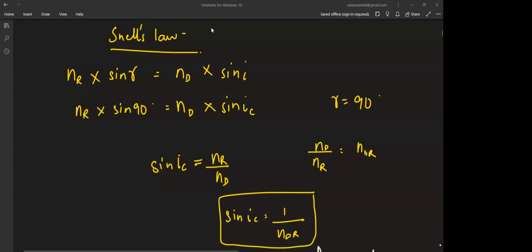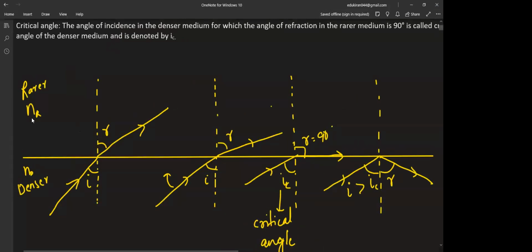Yes, Tarif. See, Snell's law is you have to take the refractive index of the medium and multiply it with the sine of that angle which is formed. So suppose here we saw that the refractive index was of the rarer medium. So which angle is formed here? R. So NR into sine R. This is equal to, here, this is the denser medium. Here the angle is the angle of incidence. So ND into sine I.